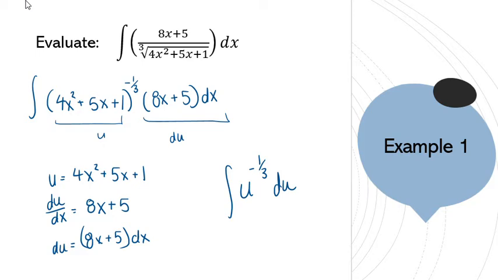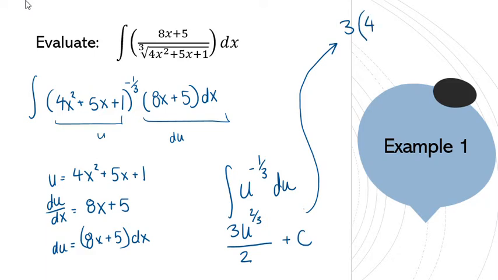Here we go. n plus 1 is 2 over 3. And we could say that's divided by 2 over 3, or get our big kid pants on and say it's times 3 over 2 plus c. Coming back up, let's rewrite that. 3, replace u with 4x squared plus 5x plus 1. Always go back to x. To the power of 2/3 over 2. And certainly plus c. You could rewrite that as a cube root of something squared if you wanted. Either way works for me.